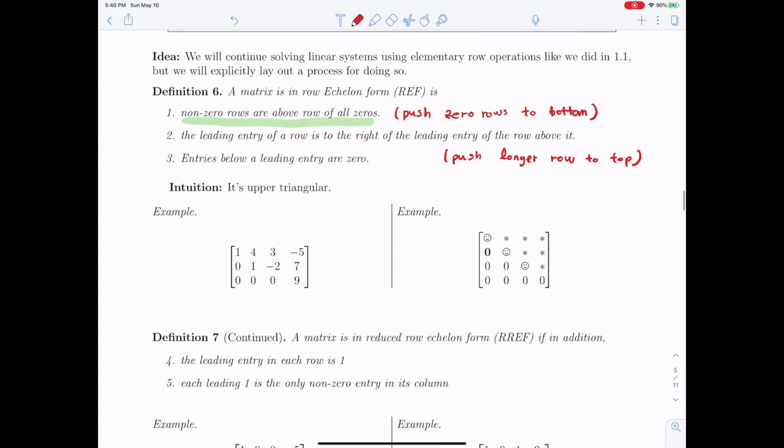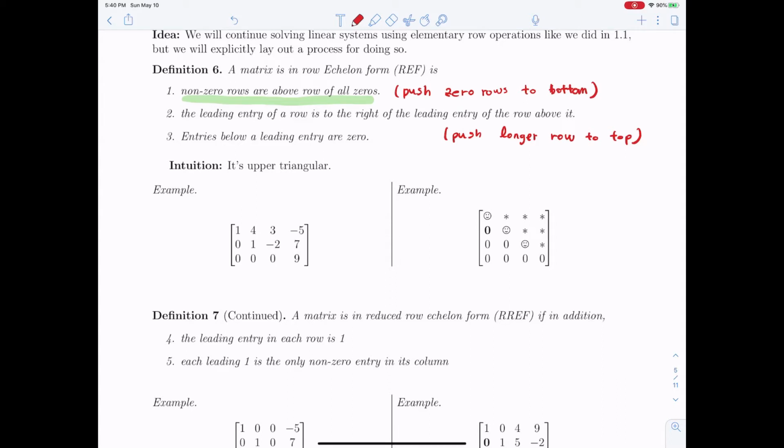Basically, if you look at this example, we have these as leading entries. You can see that the longest row comes to the very first row and the smallest one comes to the bottom, so it really looks like an upper triangular shape. If you look at the other example, you put the zero row at the very bottom of the matrix. These are non-zero numbers, which can be the leading term of each row, and all the stars over here are just any numbers.